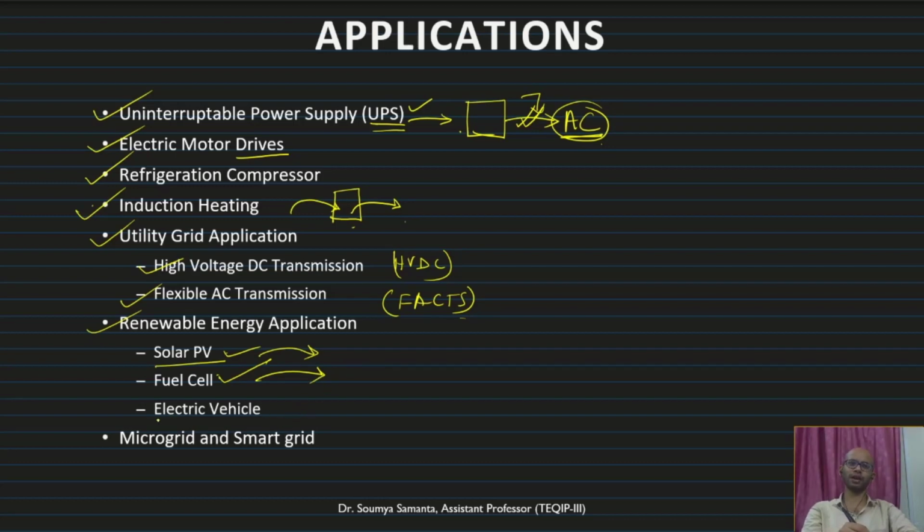In addition, nowadays electric vehicles are coming up. In electric vehicles, the energy is stored in terms of DC in the battery. Now the drive which moves the vehicle works on AC. So therefore we need an inverter to control the speed of the motor which is used for the drive of the electric vehicle. In addition, there are certain applications such as microgrid, smart grid, etc. There are a number of applications where we use inverters.